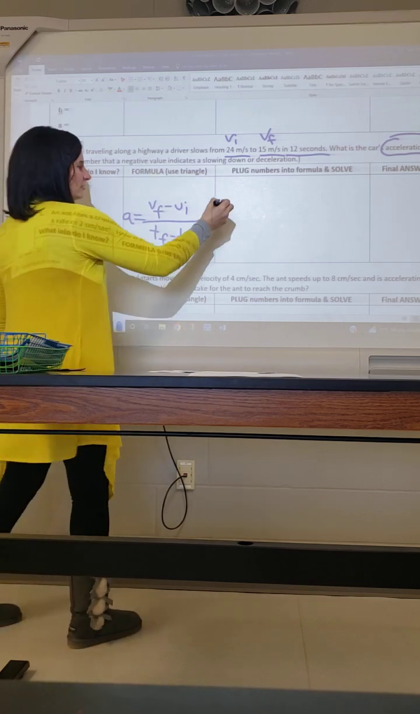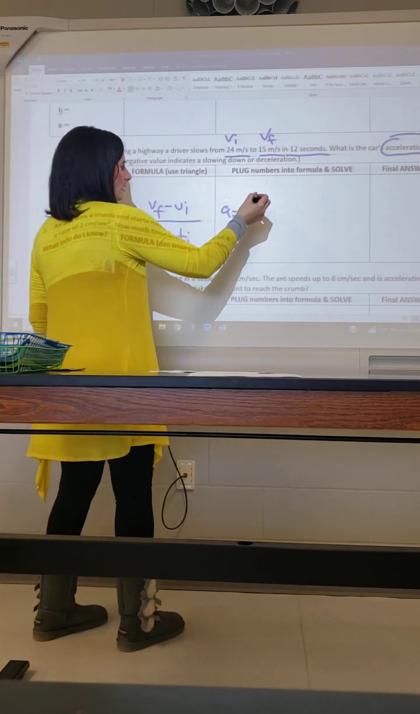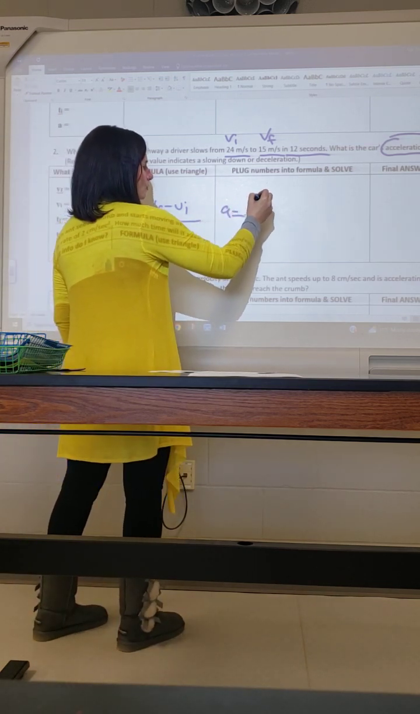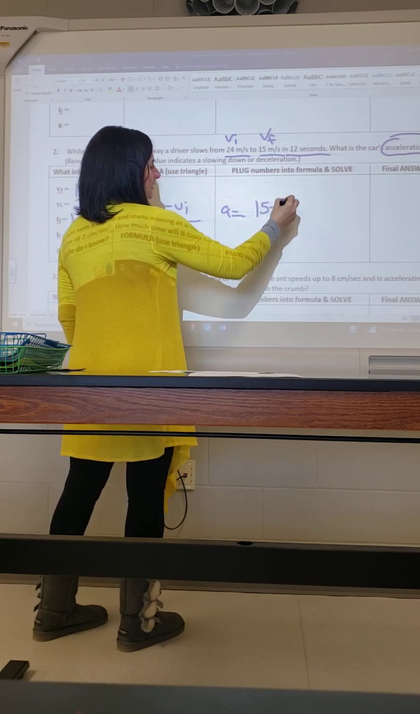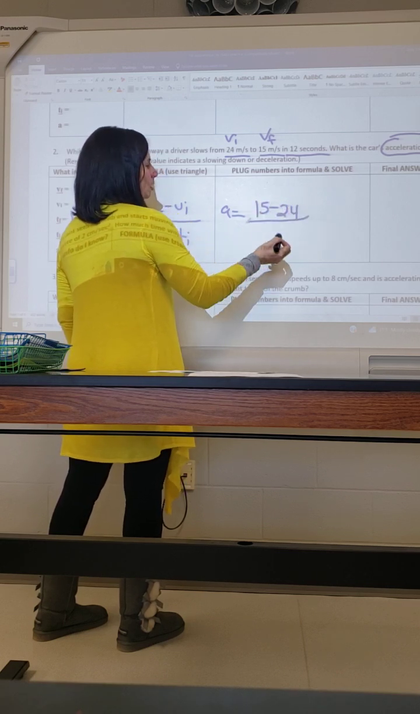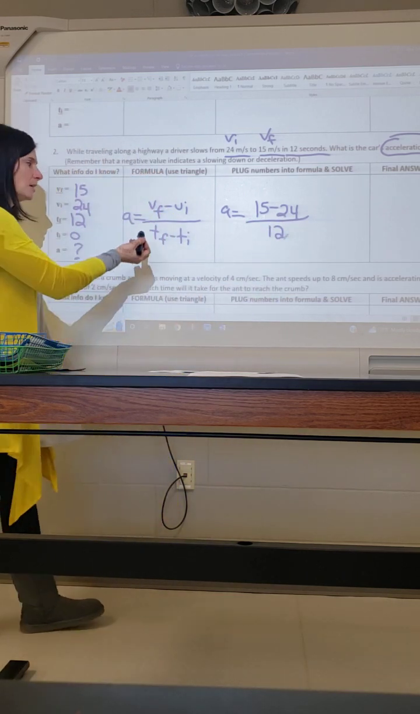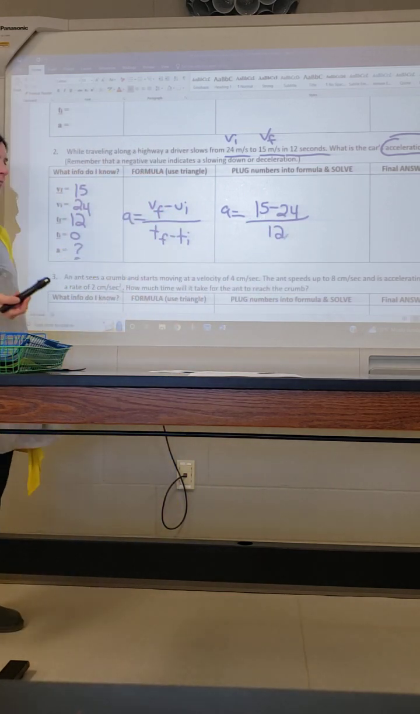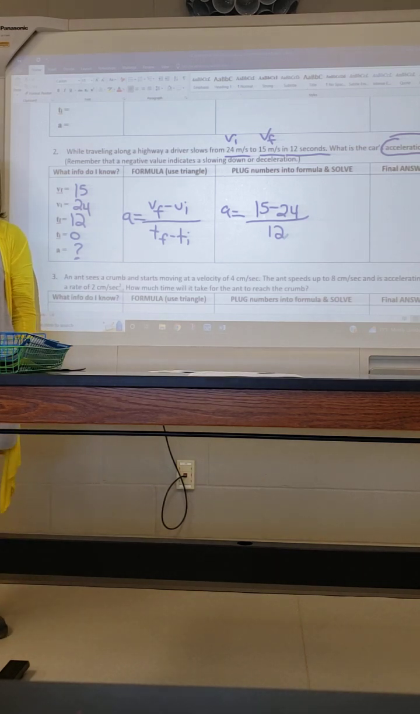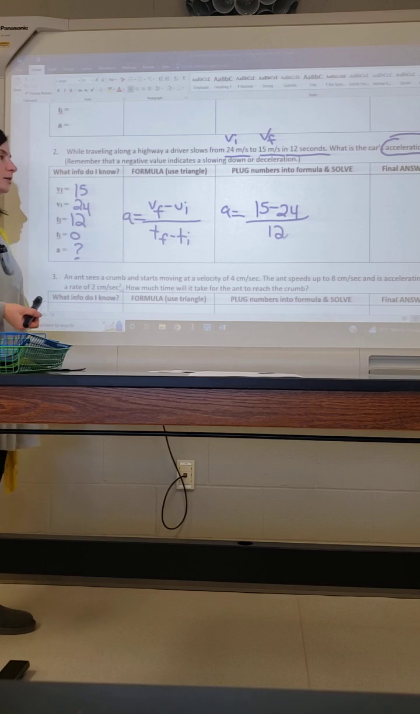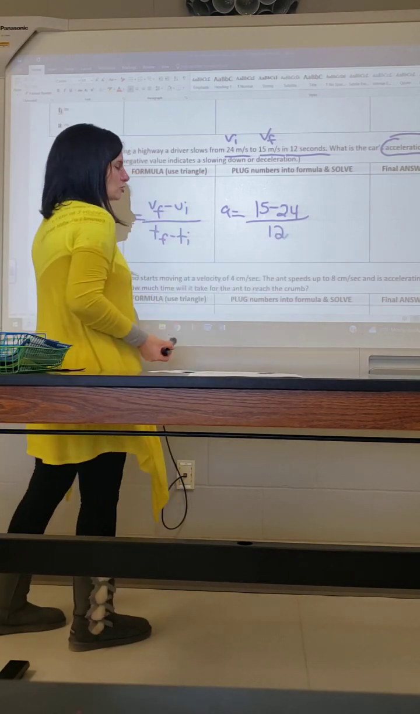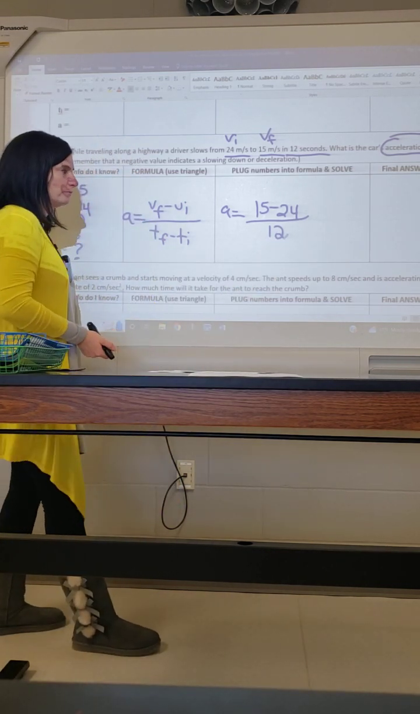And now I just start filling in. So my final velocity was 15, my initial was 24, my time was, and this time I'm just gonna put 12, because I know that that's like, you know, I could put 12 minus 0, and if that makes you feel better, so you know where it's coming from, go ahead and do that.